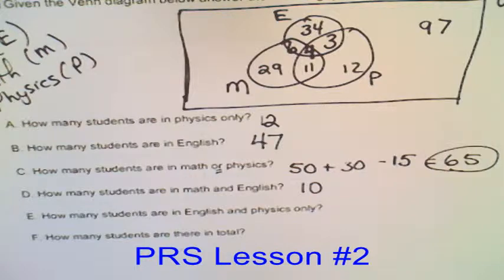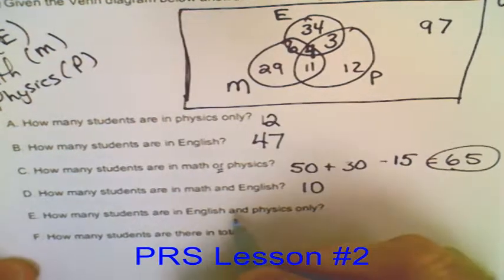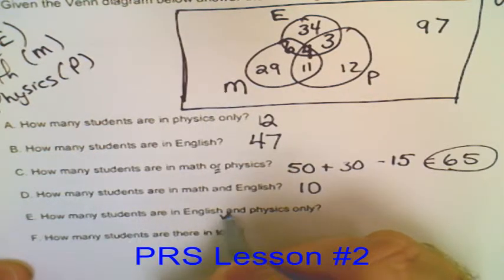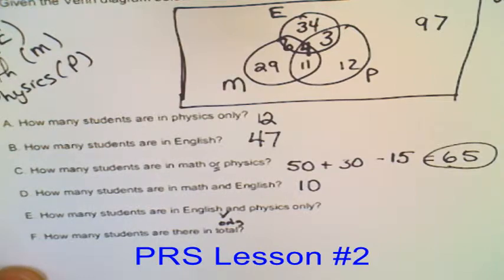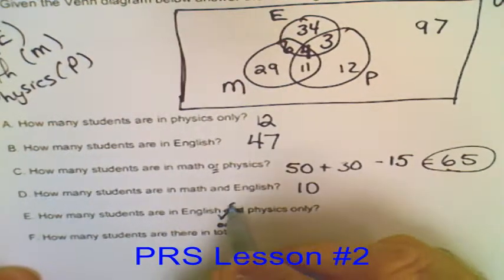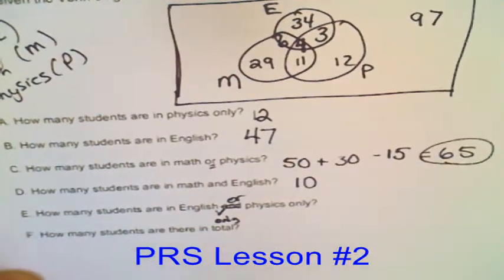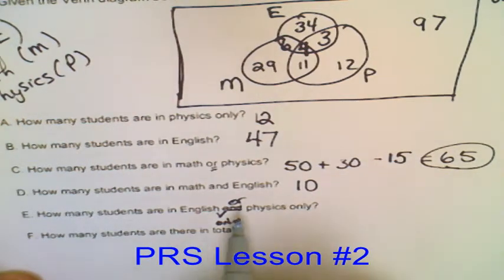In D, how many students are in math and English? Now once again, it's not talking about physics, but it's and English. So math and English, there's this 6 and this 4. That's it. You're looking for people that are math and English. That's the intersection. So 6 plus 4 is 10. There's nothing that's counted twice, so that's easy.